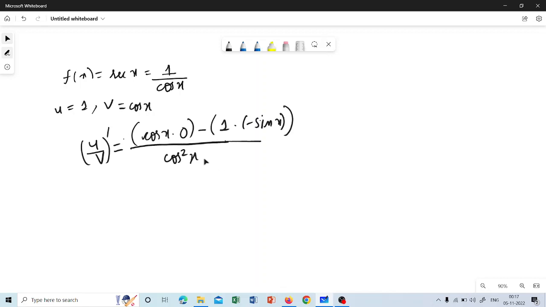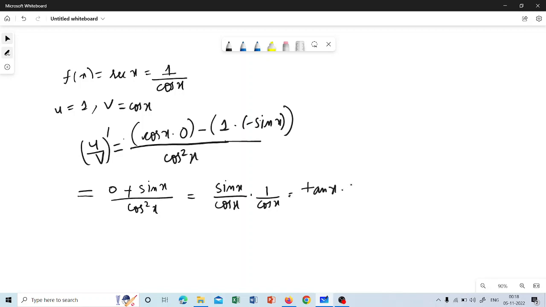We have already checked how to do this differentiation of cos x. So now I write cos x into 0 is 0, minus into minus becomes plus sin x by cos square x. This is an interesting result because I can split this as sin x by cos x into 1 by cos x. So this can be written as tan x into secant of x.